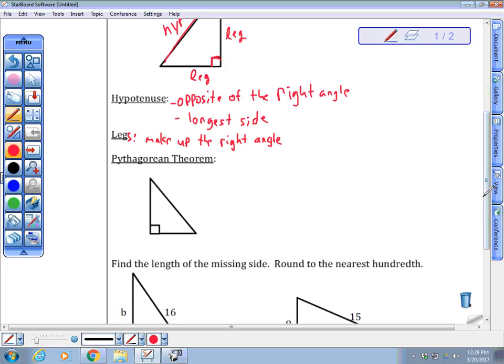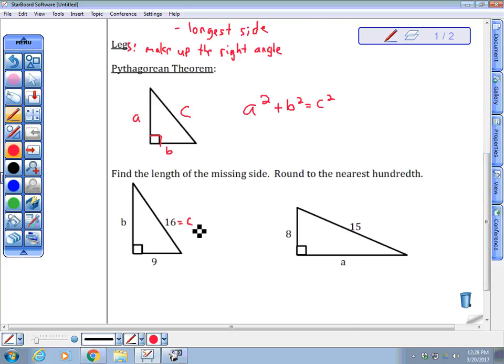Alright, with that said, we're going to look at this triangle, right angle. That means this is the hypotenuse. We're going to say that C is considered your hypotenuse and A and B make up the legs, and your equation that you're going to use for the Pythagorean theorem is A squared plus B squared equals C squared.